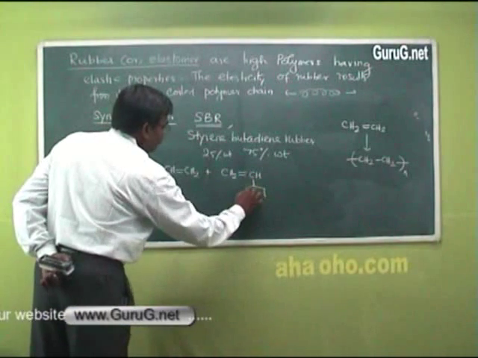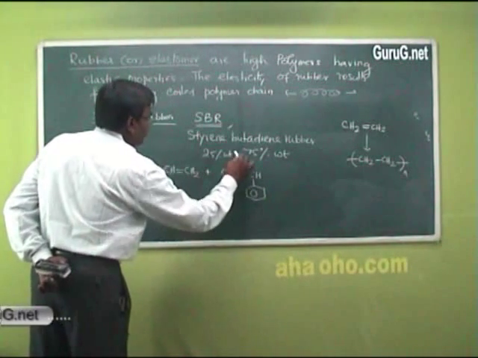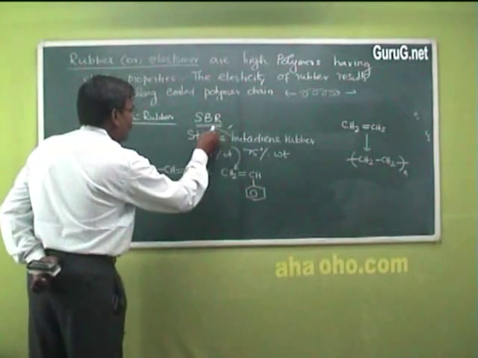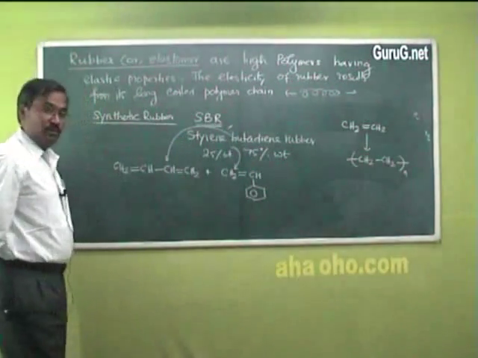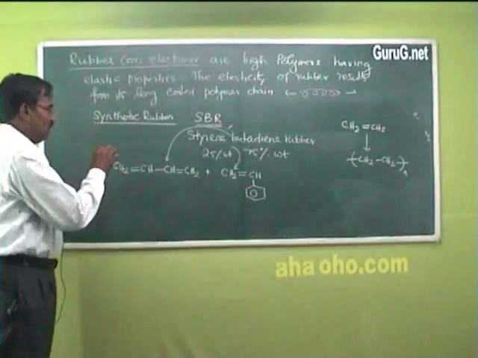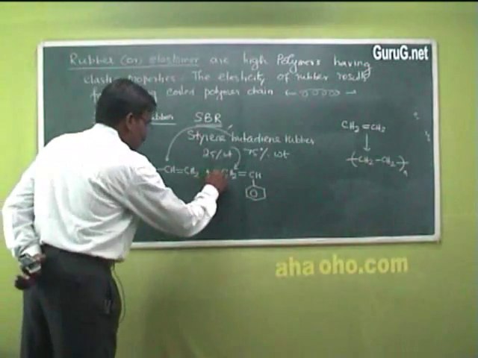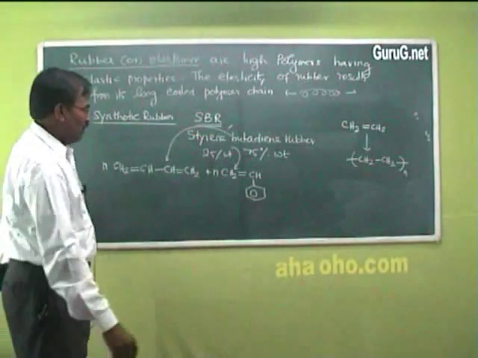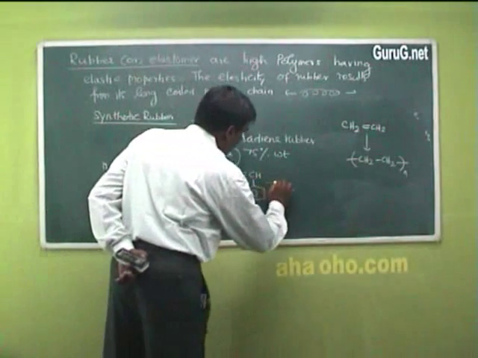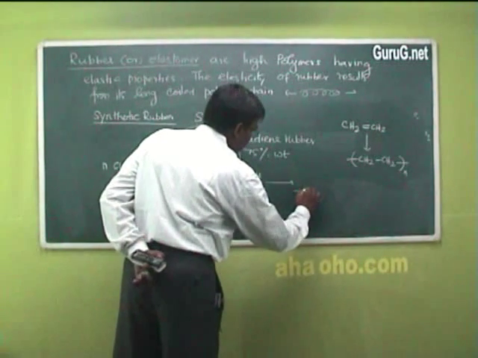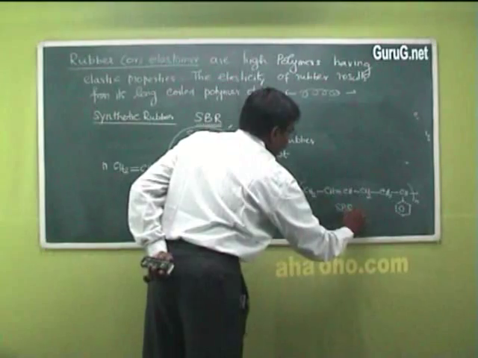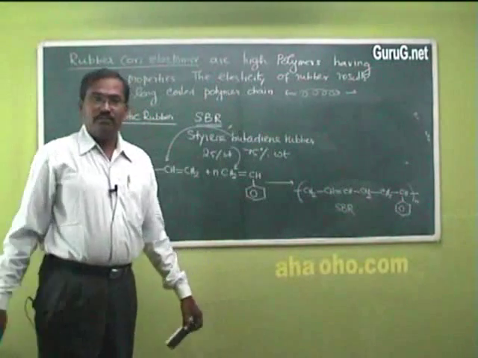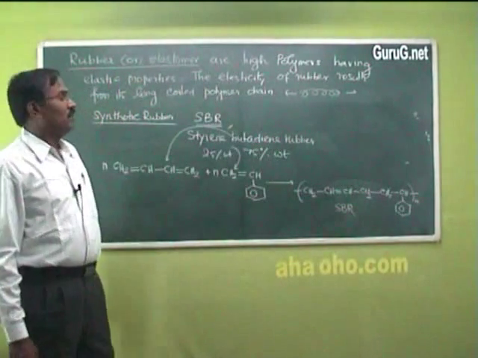Styrene is otherwise called vinyl benzene. This is styrene and this is butadiene. These two on copolymerization give you a copolymer, that is styrene butadiene, SBR, styrene butadiene rubber. It is a copolymer.